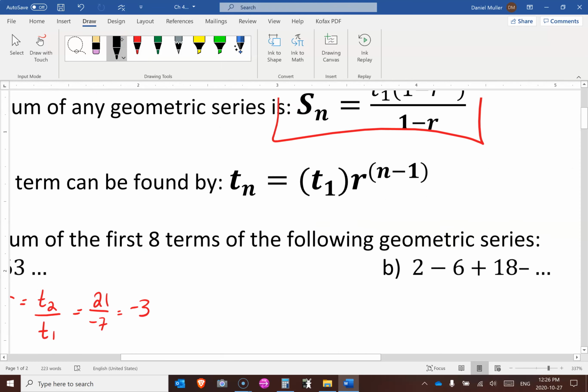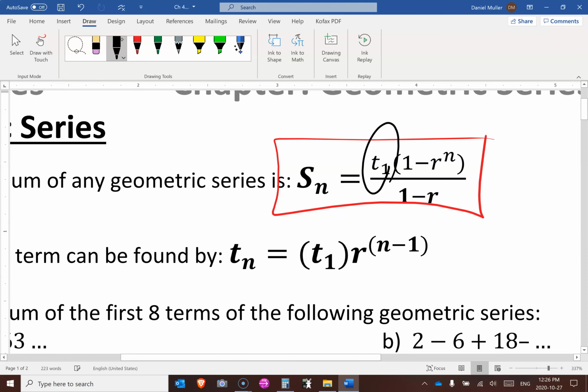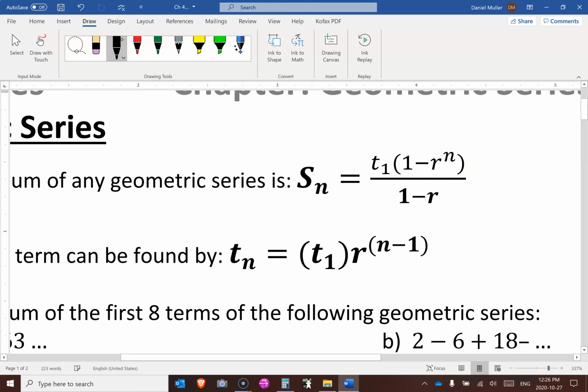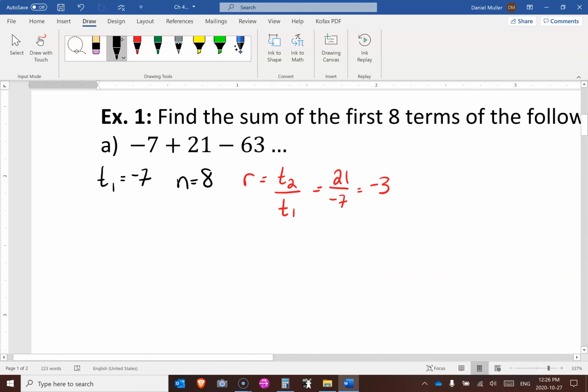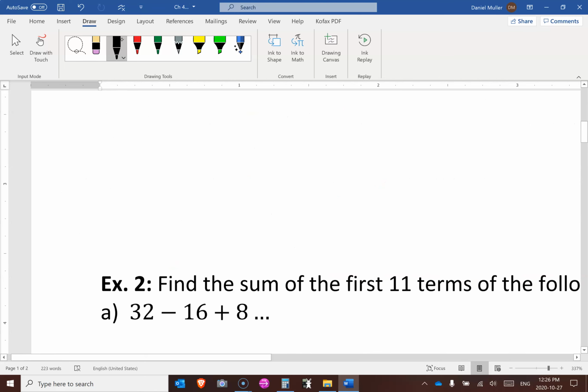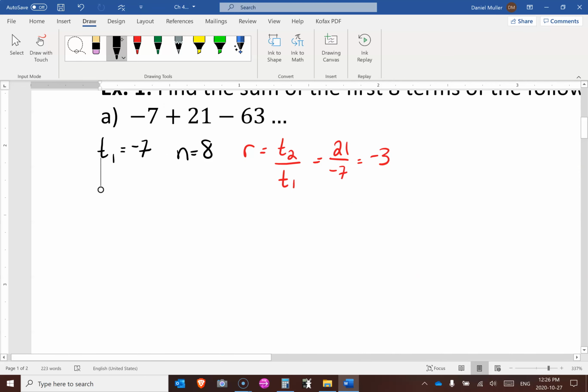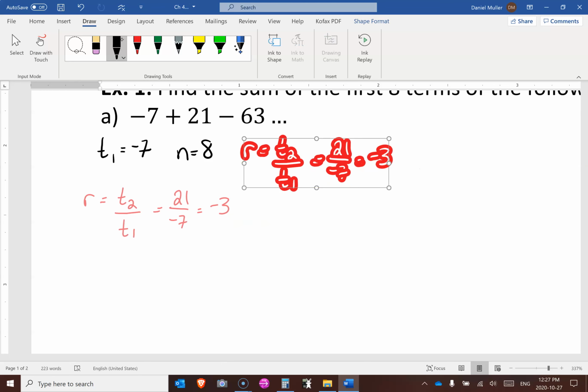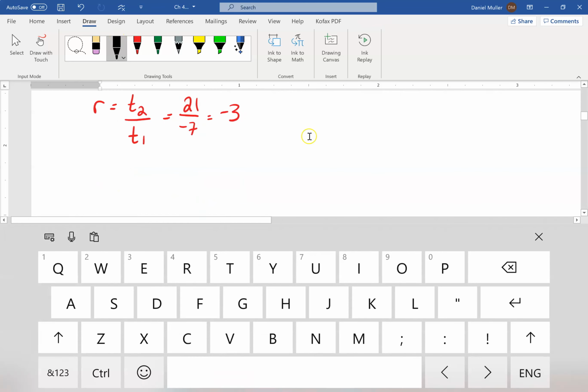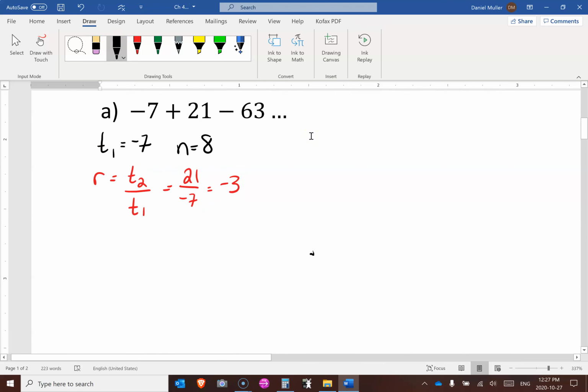And what do we need for the sum formula? We need the first term, we need our r, and then we need the number of terms. But we don't need the last term, which is kind of nice. Now, I don't have much room, so I'll move this over. And I'll do the sum: Sn is equal to the first term times 1 minus r to the n, all over 1 minus r.